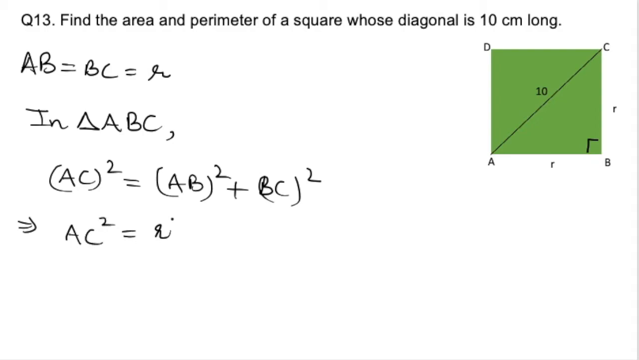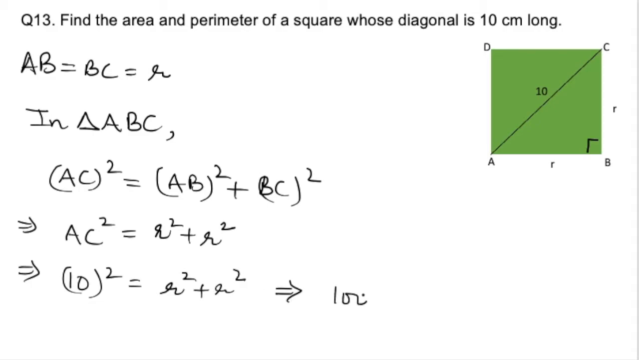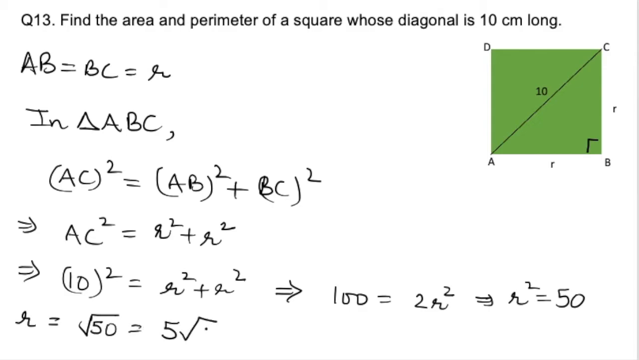AC square can be written as r square plus r square. Since the value of AC is also given, that is 10, 10 square can be written as equal to r square plus r square, or clearly we can write 100 is equal to 2r square. This gives us the value of r square as 50. That means each side of the square r is equal to square root of 50. Square root of 50 can also be written as 5 into square root 2 centimeters.